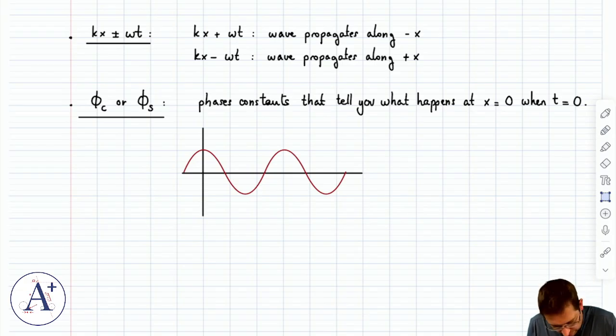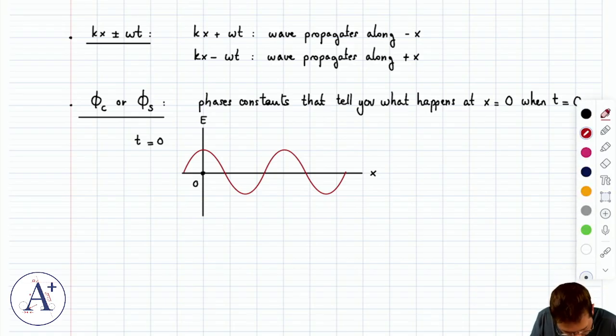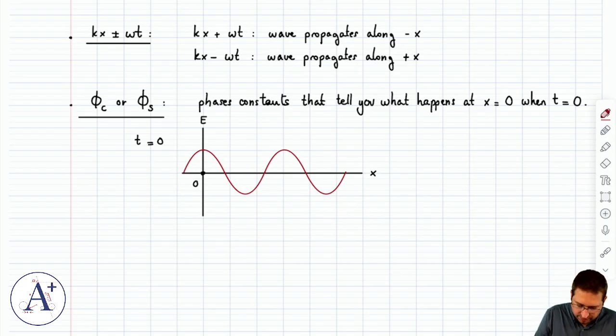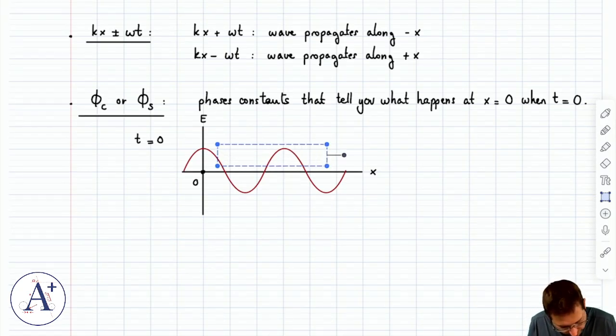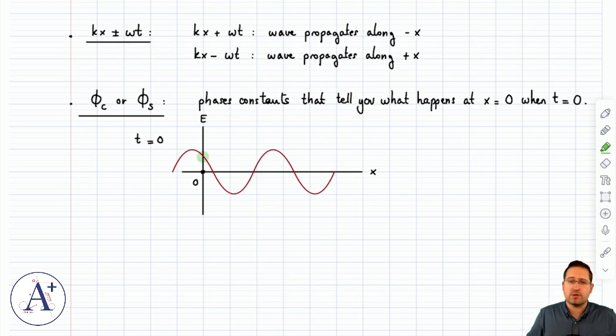All right, and so what we're saying is that, okay, well, if this is E here, the electric field, and this is X, and this is X equals 0, it's the origin, and T equals 0, I have something. Well, what is that something? Is it the case that the electric field is equal to this at T equals 0? Doesn't have to be. It could be anything else. And so what phi does, for either sine or cosine, is it slides this curve to the left or to the right, so that whatever happens at x equals 0 and t equals 0 matches what you have in your problem, right?